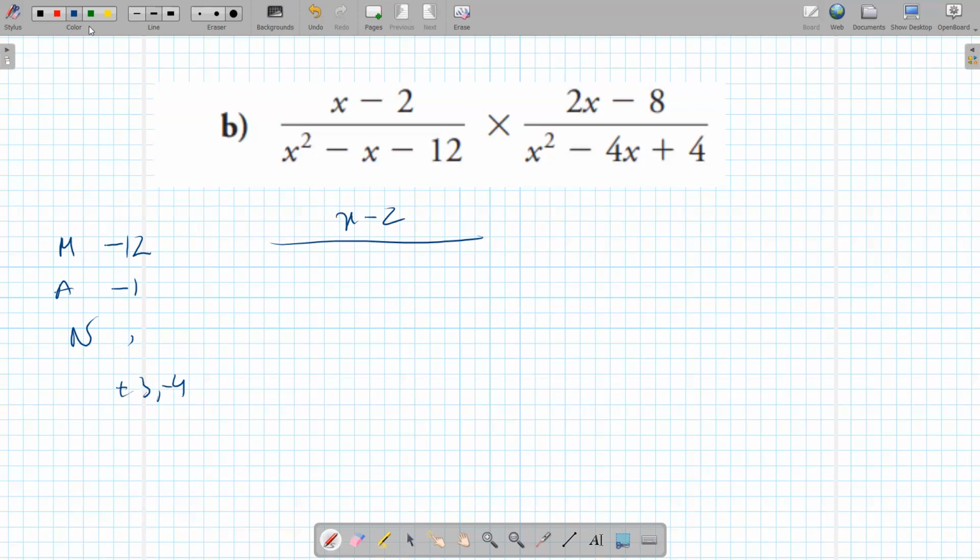And because the leading coefficient is 1, you can straight up write this as x plus 3, x minus 4, okay? Times. Can we factor out anything in the numerator here? No. Yes, you can. You can pull out a 2. What are you left with?